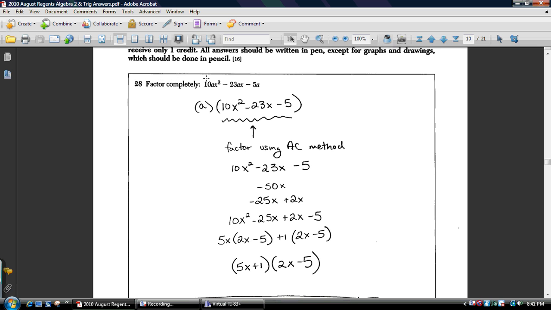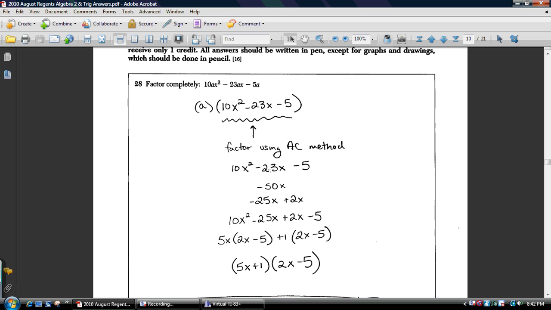Short answers. Oh, factor completely. What do these guys all have in common? They have an a in common. You pull a out, you factor it out, you get this. Factor using the AC method. Take the first term, multiply it by the last term. You get negative 50x. Think of two numbers that might add together to be negative 23x, but multiply to be negative 50x.